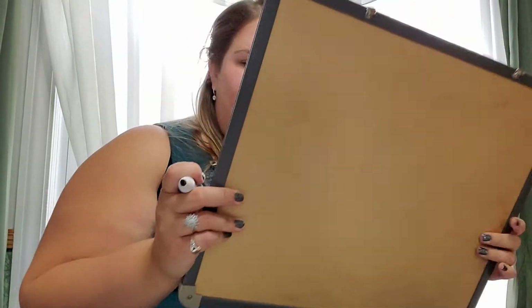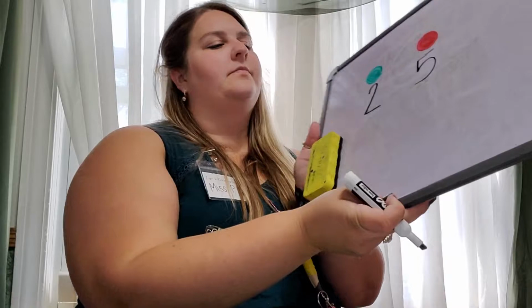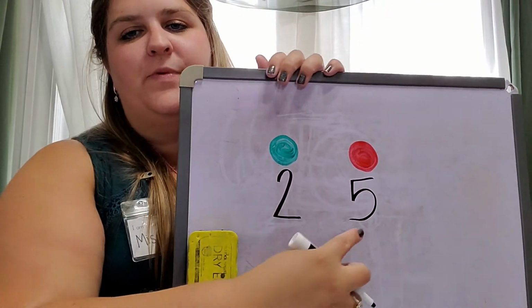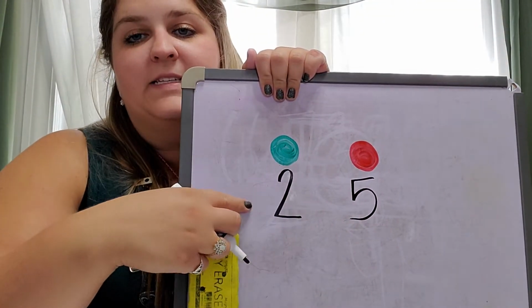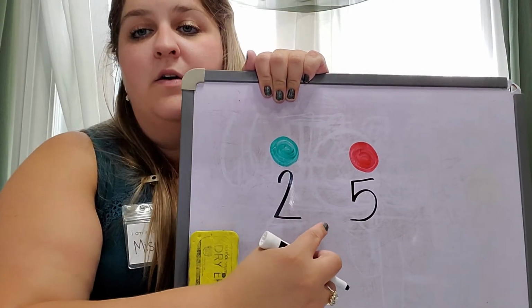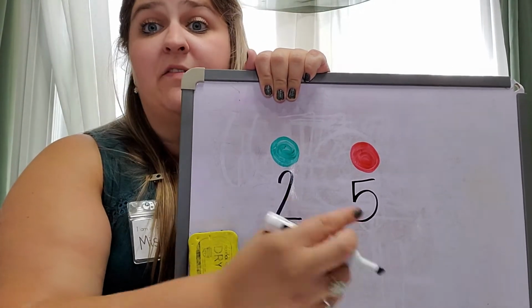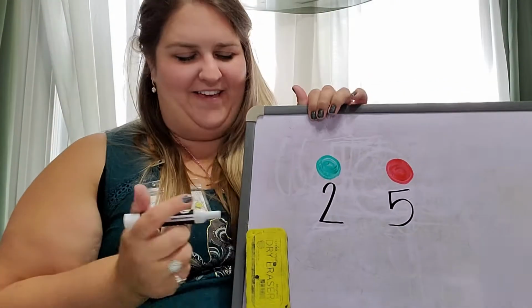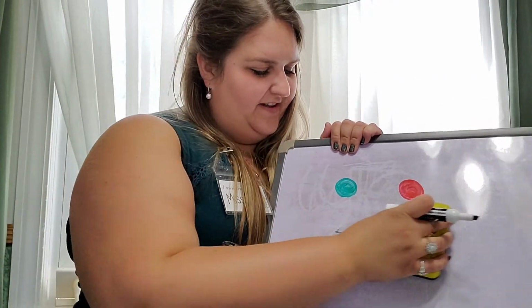I'm going to hide it from you. So we start at 2, we end at 5. Ready, set, count. 2, 3, 4, 5. Stop. Very good.